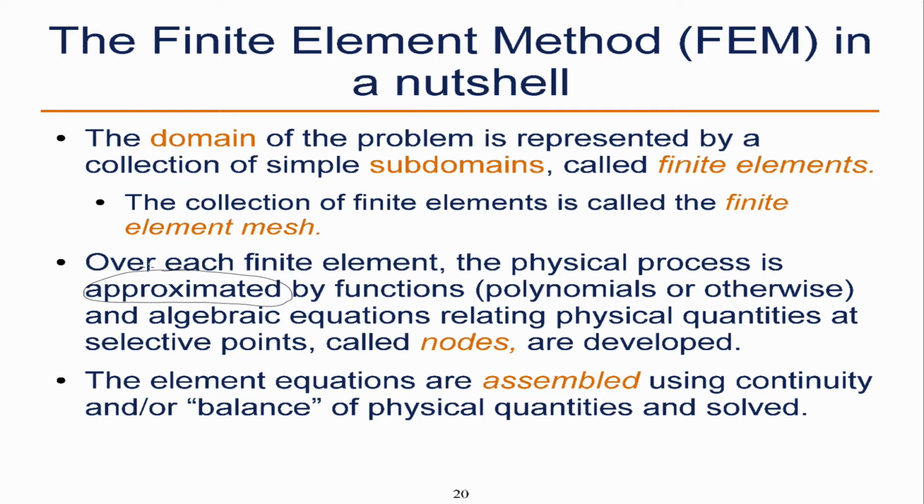And then from that approximation, we can write down a set of algebraic equations that we solve at selective points. These are called nodes. These are typically the corners of the finite elements, okay? But it can also be other places in the middle of the element or along the boundaries, just depending on the order of the element, and we'll talk about that. And then the last thing we do is we assemble all of these using continuity or balance of physical quantities, and we solve the system, okay?